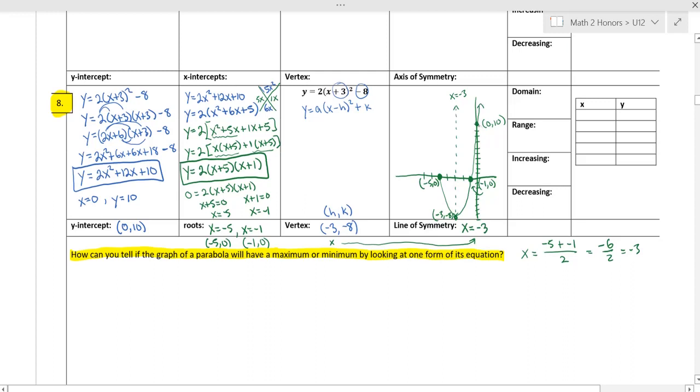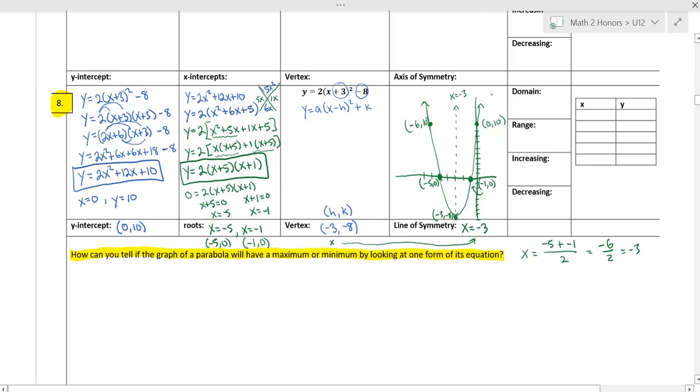And notice that y-intercept is 2 to the right of my axis of symmetry. So if I go 2 to the left of the axis of symmetry, I get another point that's the same height because it's symmetric. I'm sorry, I said 2, I meant 3. The (0, 10) is 3 to the right, so if I go 3 to the left, that would be (-6, 10).